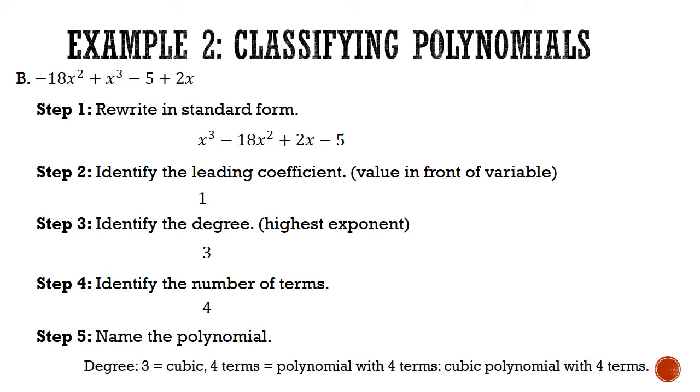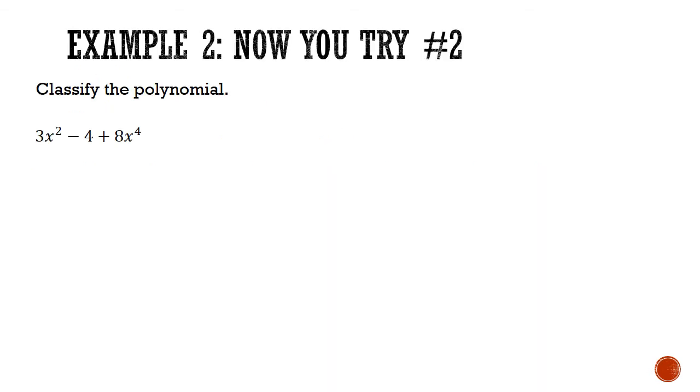So the degree is 3, so that makes it cubic. It has 4 terms, so it's a polynomial with 4 terms. So this is a cubic polynomial with 4 terms. Use a chart if you need a name for quartic, quintic, stuff like that. All right, so classify yours. Enter that in online.